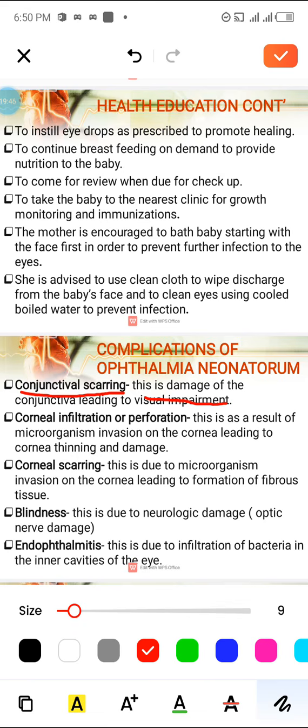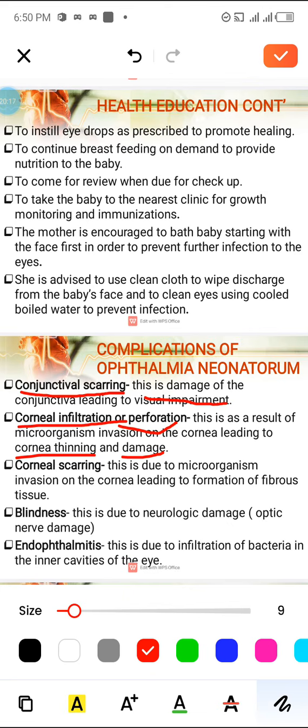Then let's look at the next one, corneal infiltration or perforation. If the infection moves further and affects the cornea, there will be what we call corneal thinning and damage. So if the cornea is damaged, the baby will become blind as well. There can be many other complications, but mostly they lead to blindness, okay, or visual impairment.